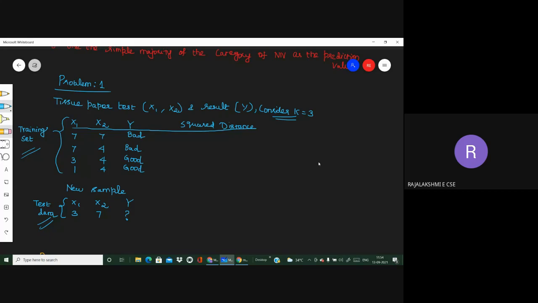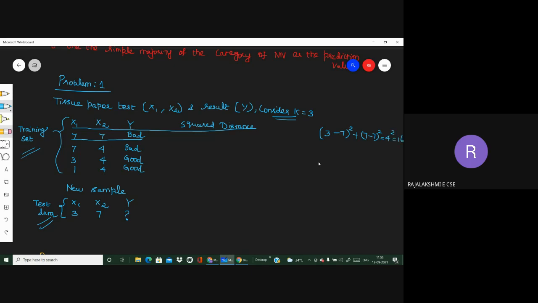See the new sample value. The new sample x1 value is 3, and in the first set, the x1 value is 7. So 3 minus 7 the whole square plus 7 minus 7 the whole square. What is the value? 4 squared is 16, which is equal to 16.